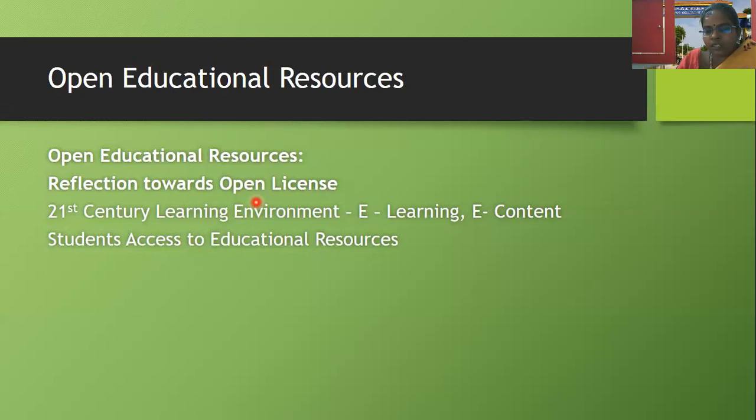Students expect access to educational resources compared to normal textbooks. They also expect these e-resources because they do not offer the original books, which are not available in the local market, and students are not willing to spend more money on these kinds of books. So students as well as teachers prefer open educational resources, which are free of cost and freely available. They search for open educational resources.